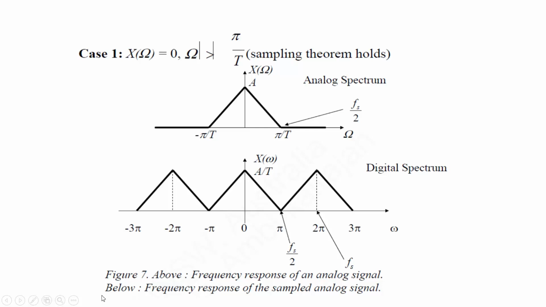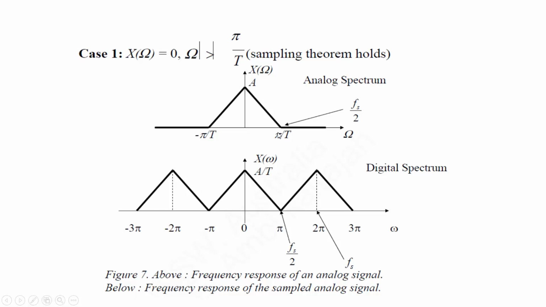To the diagram, let's look at this. Now, this diagram tells me this is the analog spectrum, right? The x-axis has big omega, which is the analog frequency. The y-axis has the amplitude, and X of capital omega is the spectrum in the continuous domain.